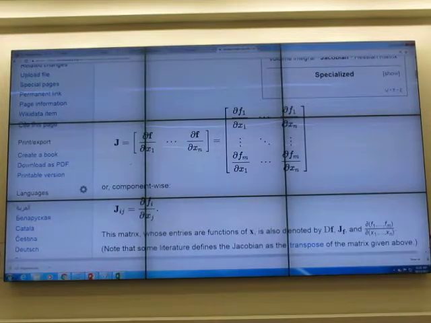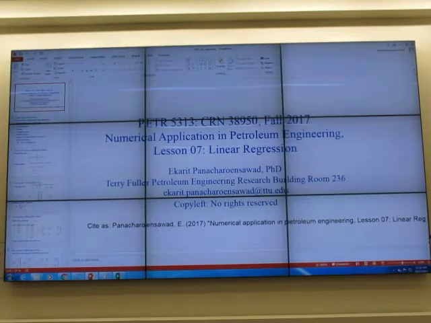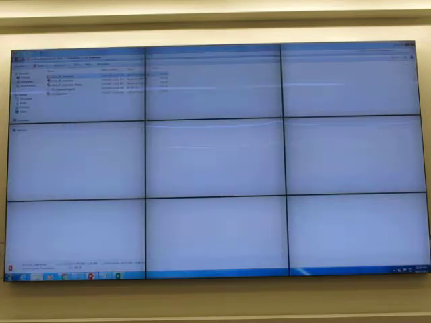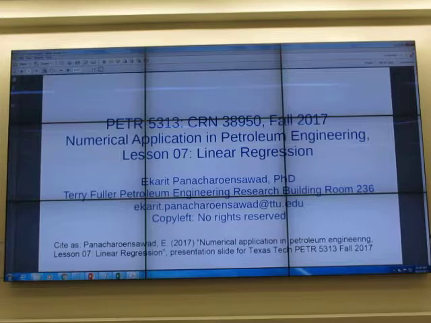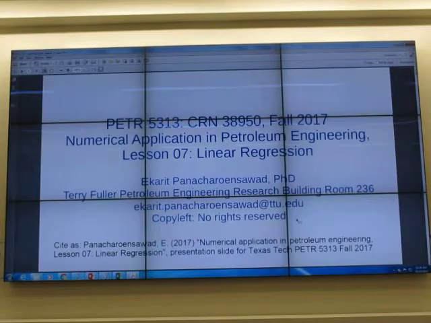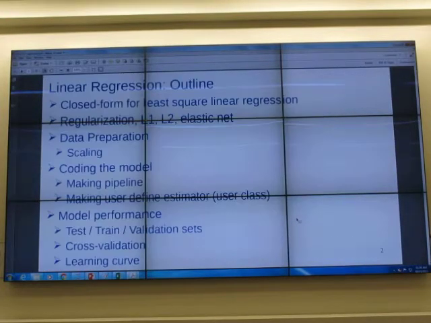Okay, regression. Let's choose this PDF file. When I use PowerPoint, these two lines somehow just go outside the boundary. Okay, linear regression. First step, we will talk about the analytical solution.